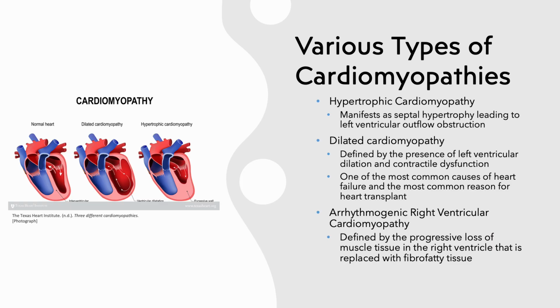When diving deeper into various types of cardiomyopathies, we can look at the most common ones that we tend to see out in the field. Those include hypertrophic cardiomyopathy, which is typically manifested as septal hypertrophy leading to left ventricular outflow obstruction. We can also see dilated cardiomyopathies, which are defined by the presence of left ventricular dilation and contractile dysfunction.